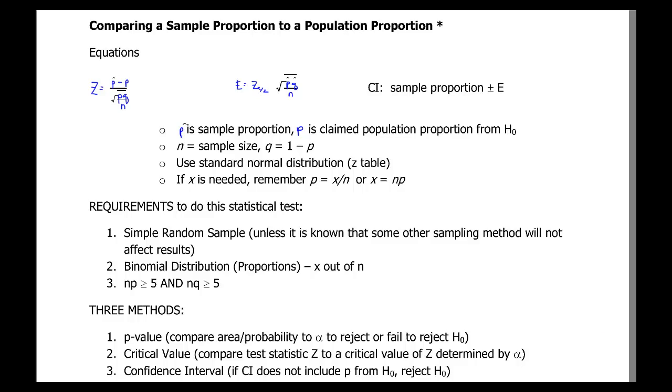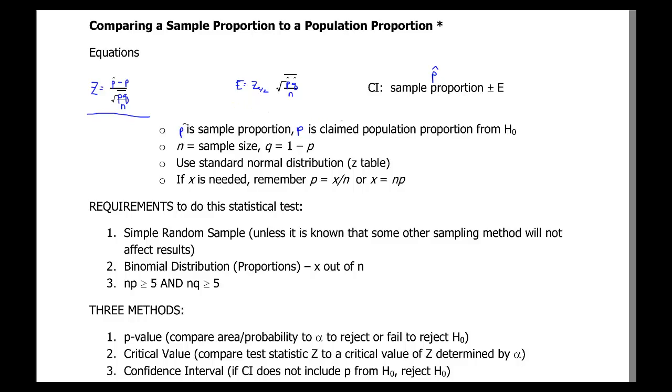In this video we're going to look at comparing a sample proportion, which is p hat, to a population proportion, which is p. The equation that we're going to use here for the z-score is p hat minus p divided by the square root of pq over n. The margin of error equation we just learned in the last video for a confidence interval, and then you would take the sample proportion p hat plus or minus e to make your confidence interval, CI.